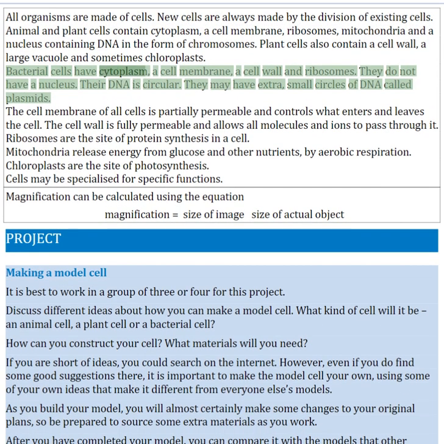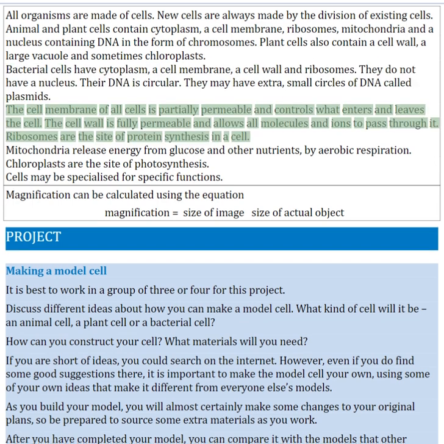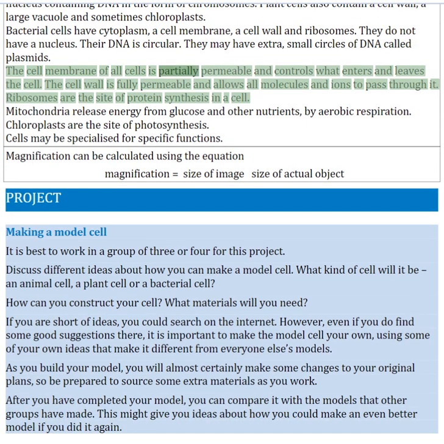Bacterial cells have cytoplasm, a cell membrane, a cell wall, and ribosomes. They do not have a nucleus. Their DNA is circular. They may have extra, small circles of DNA called plasmids. The cell membrane of all cells is partially permeable and controls what enters and leaves the cell. The cell wall is fully permeable and allows all molecules and ions to pass through it.